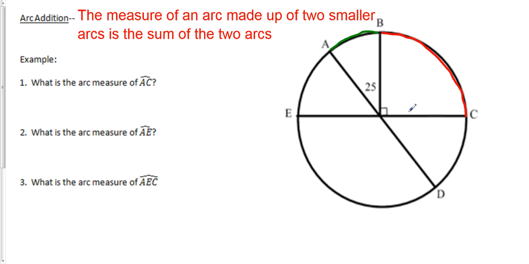If this is 90, that means this one has to be 90 in total, and this piece is 25. So 90 minus 25, this one has to be 65.